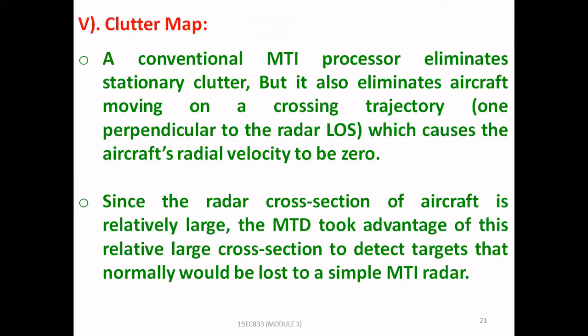Clutter map. A conventional MTI processor eliminates stationary clutter, but it also eliminates aircraft moving on a crossing trajectory, which causes the aircraft's radial velocity to be zero. Since the radar cross section of aircraft is relatively large, the MTD took advantage of this relatively large cross section to detect targets that normally would be lost to a simple MTI radar.